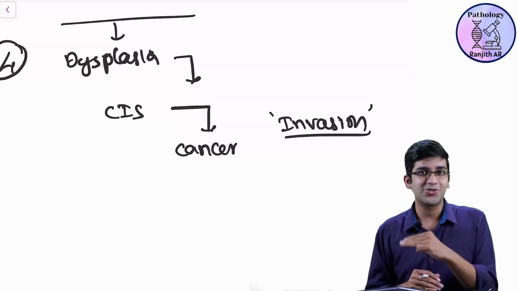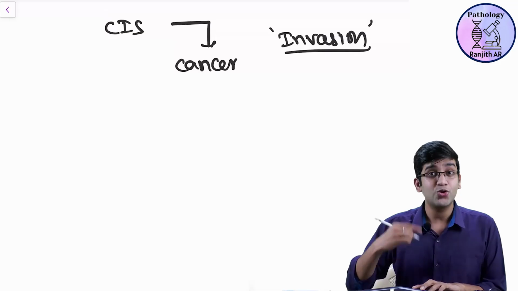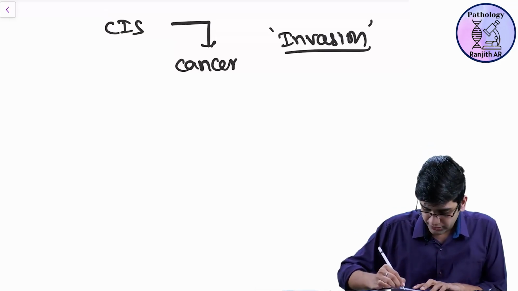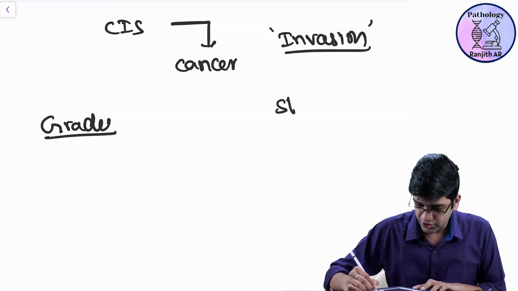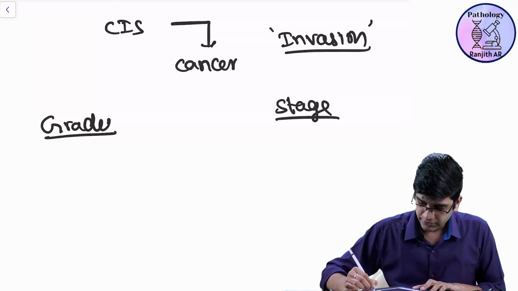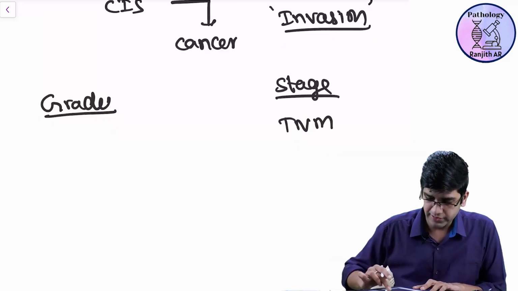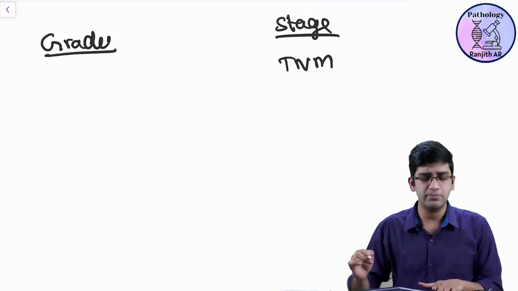3 more minutes, then we'll stop this module, right? I need to know something called differentiation. So I'm going to introduce 2 words for you: grade and stage of a tumor. Stage is generally universal now, except for a few. Most of them are TNM.